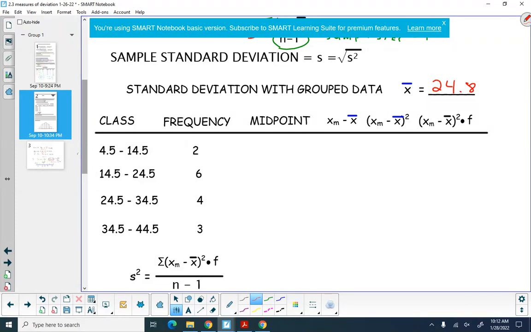We still look at our midpoints. Our midpoint values, let's see, were 9.5, 19.5, 29.5, and 39.5. That's the midpoint between our values there. Okay, we look at our midpoint.